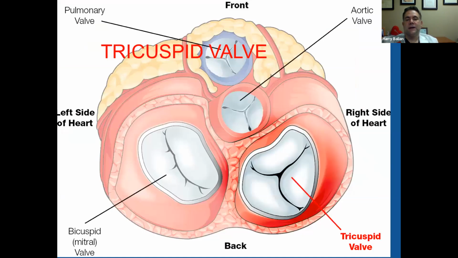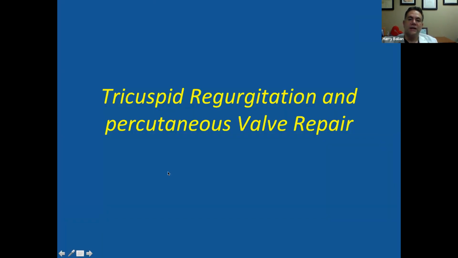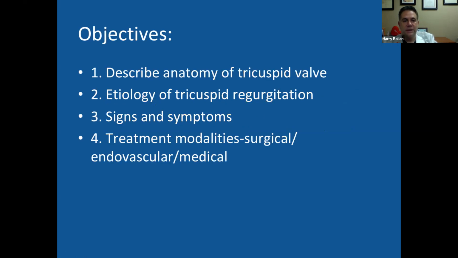So let me direct my attention now to the tricuspid valve. This is the valve that divides the right atrium from the right ventricle. Tricuspid regurgitation is a big problem. It leads to significant morbidity and mortality. So let me describe the anatomy, the etiology, signs and symptoms, and the treatment modality.